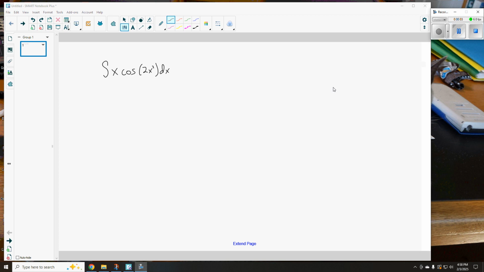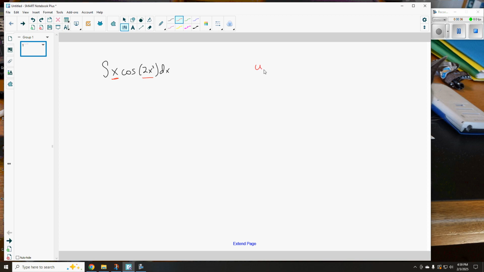So I'm looking at this integrand, I'm looking at the function here, and I'm asking myself, is there any part of this function that I can differentiate and get another part of the function? So I see here that I have 2x squared, and I know if I differentiate that, I will be left with 4x, but I'll be left with an x to the first power, and that's kind of what I'm looking at.